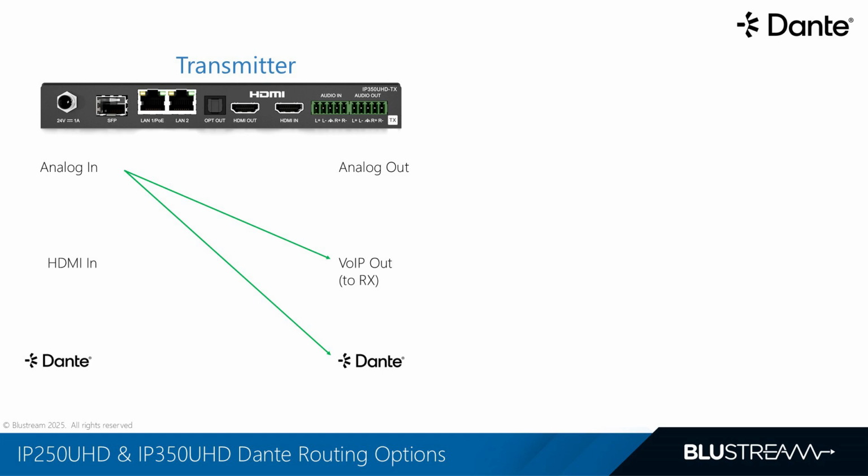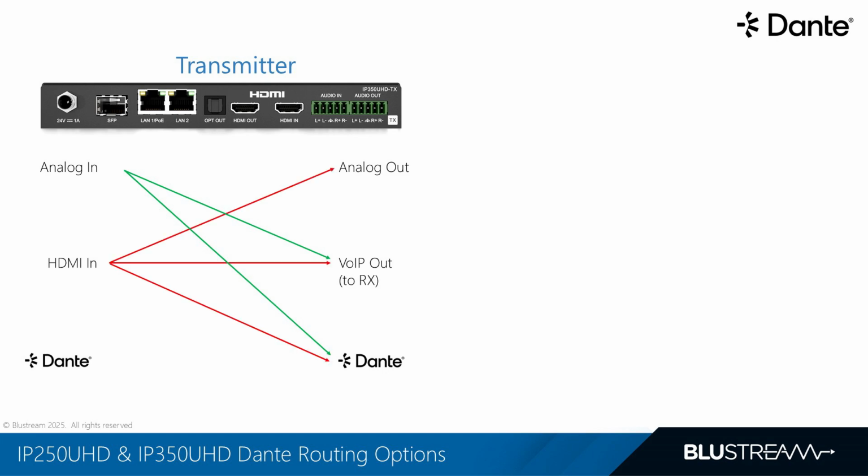Now, here's where it gets even more powerful. The analog audio input isn't limited to just one path. It can be embedded onto the HDMI stream, making it part of the AV signal distributed across the video network, or sent directly into the Dante network, where it becomes an independent audio encode available to any Dante-enabled endpoint. This level of cross-platform integration ensures that you can use the IP350 not just for video, but as a flexible audio node, bringing analog, HDMI, and Dante audio all in one.